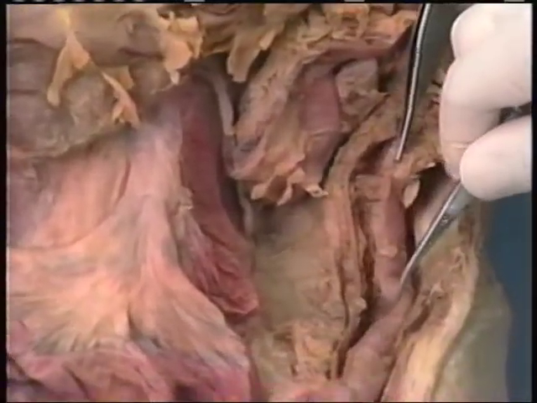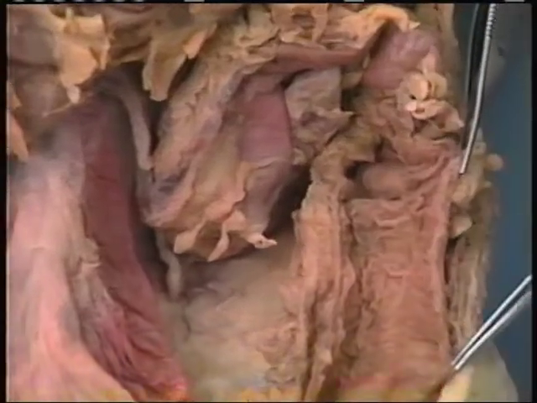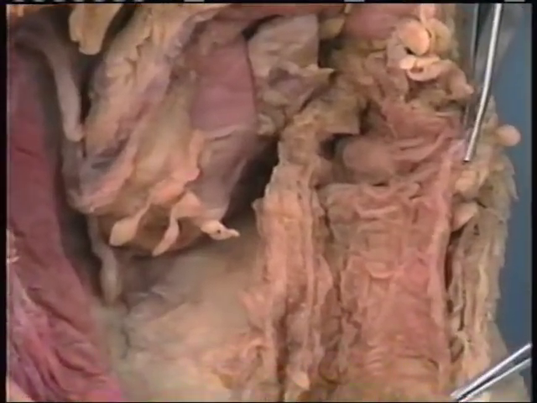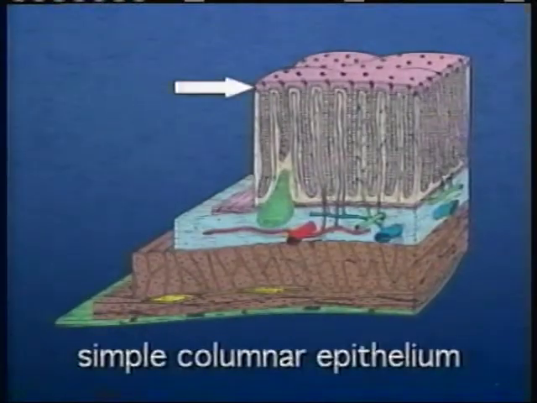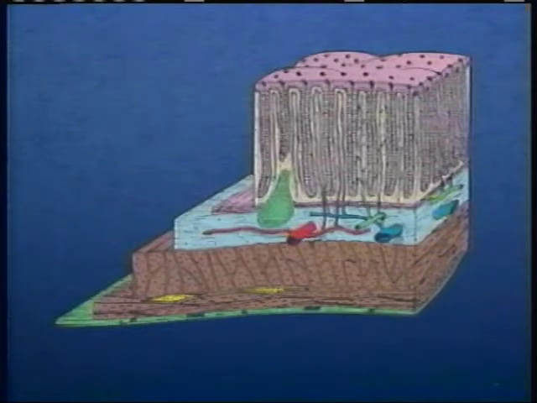The walls which form the large intestine are composed of the same 4 layers as the other parts of the GI tract. Simple columnar epithelium lines most of the large intestine except the anal canal, which contains stratified squamous epithelium. The mucosa is thick and contains numerous goblet cells.